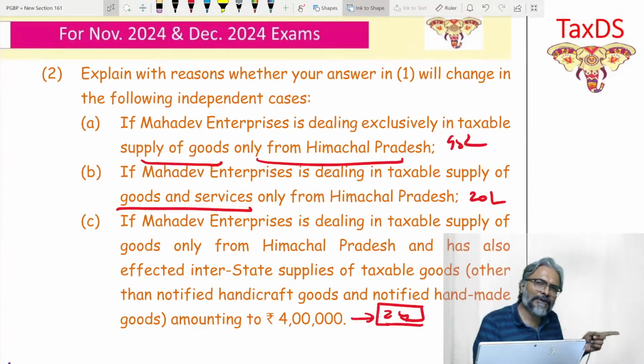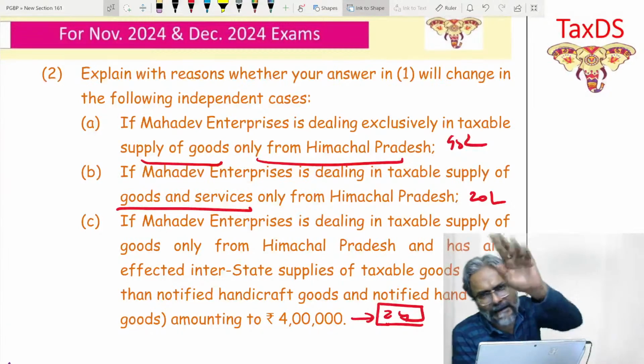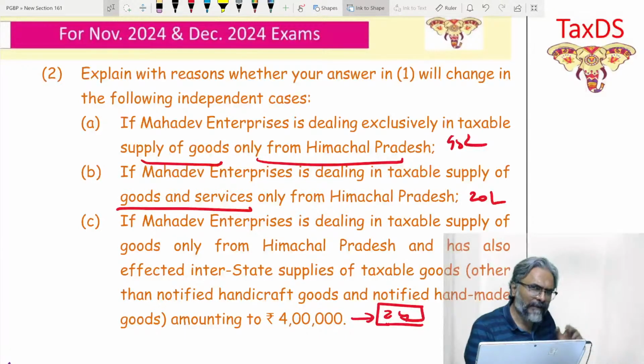Now, you will say, sir, what difference does it make? In any case, in 10 lakhs also, he was liable to get himself registered. And now in 40 lakhs also, he is liable to get himself registered because his aggregate turnover in the current financial year is some 56.9 lakhs. So what difference does it make? Many students will ask this kind of question. It makes a lot of difference, students.